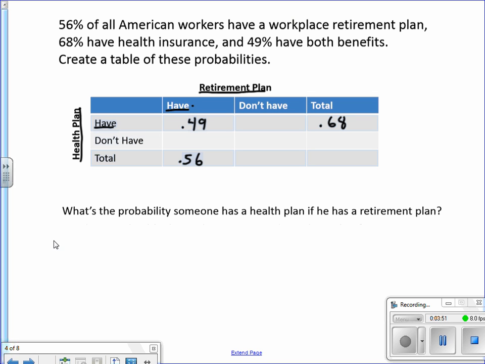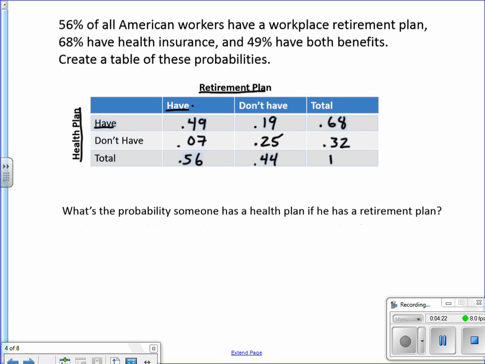So remember, the total will always be 100%, which puts me at 44% of Americans don't have a retirement plan, and 32% don't have a health plan. Filling in the gaps here, this would be 7% of folks have the retirement plan but don't have a health plan. This would be 19% of people have a health plan but don't have retirement. And that leaves me with 25% that don't have either.